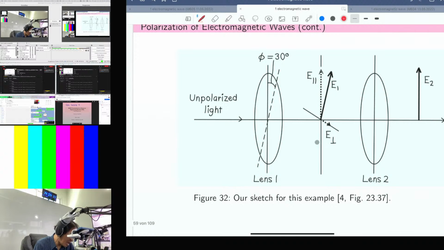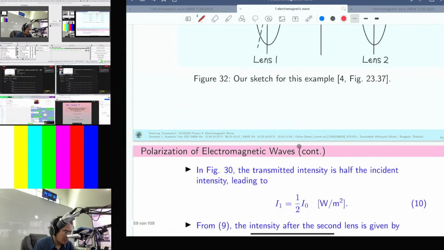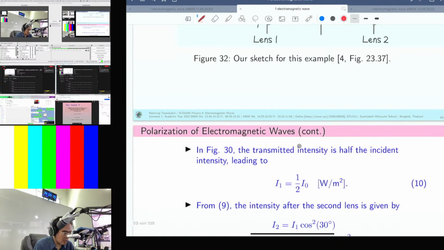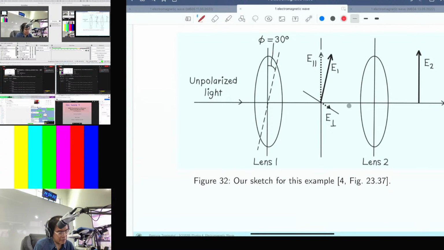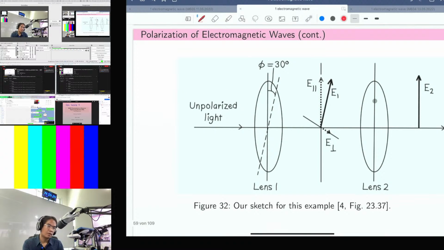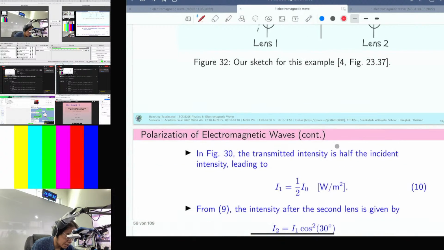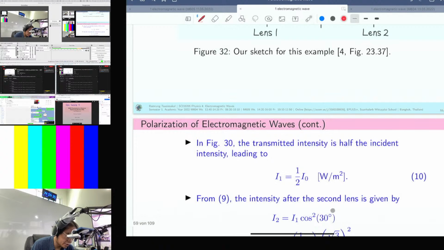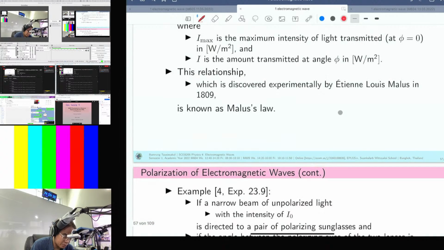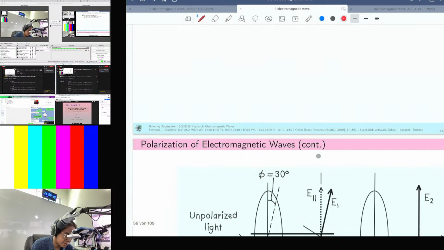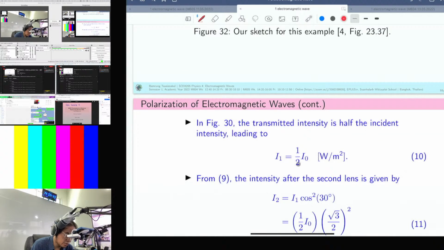You will get half of the intensity after the first lens, and once you pass it through the second lens, you will get the intensity I2, and I2 could be computed from the Malus Law. Malus Law here: I max cosine square theta. And as you know, your I max is I1, so it's 1 by 2 I0.